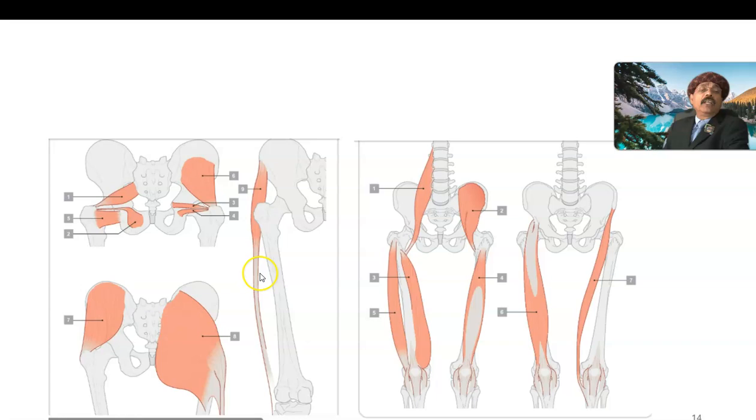What is this? This is the iliotibial band, and it receives two muscles. One is the tensor fascia lata, another is the gluteus maximus. Around 75% of gluteus maximus fibers insert into the iliotibial band. The iliotibial band extends from the iliac crest to Gerdy's tubercle of the lateral condyle of the tibia.